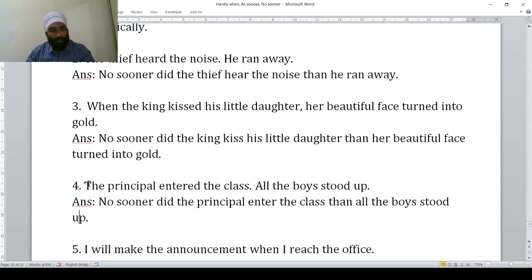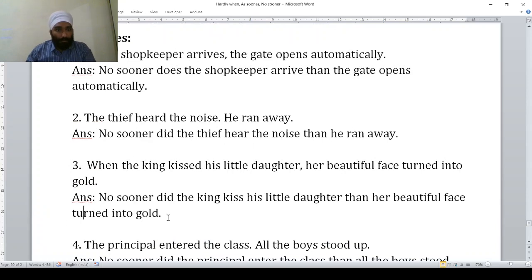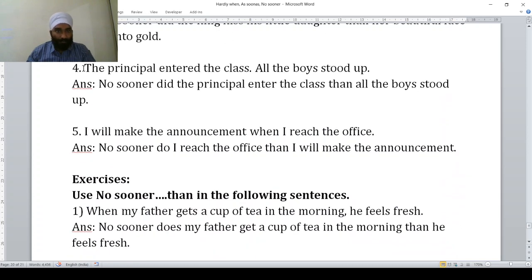Fourth example we are going to see. The principal entered the class. All the boys stood up. Again, this first clause is in simple past tense. So we are using did here. No sooner did the principal enter the class, than all the boys stood up.